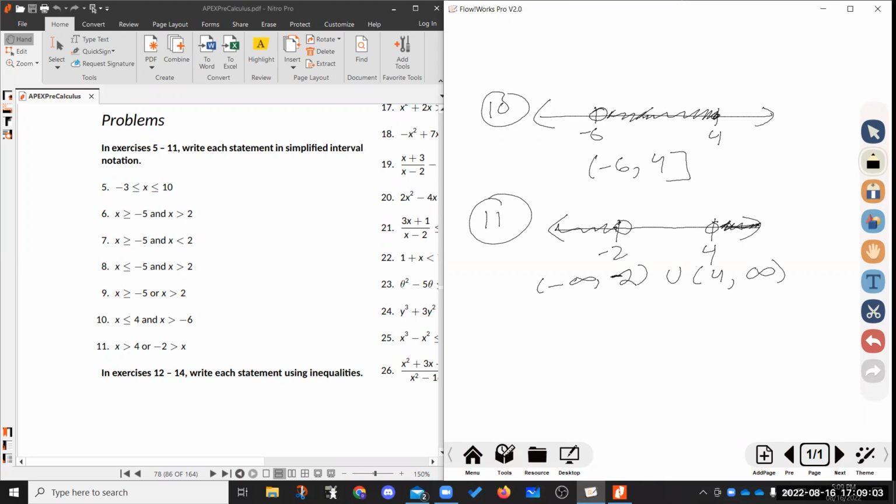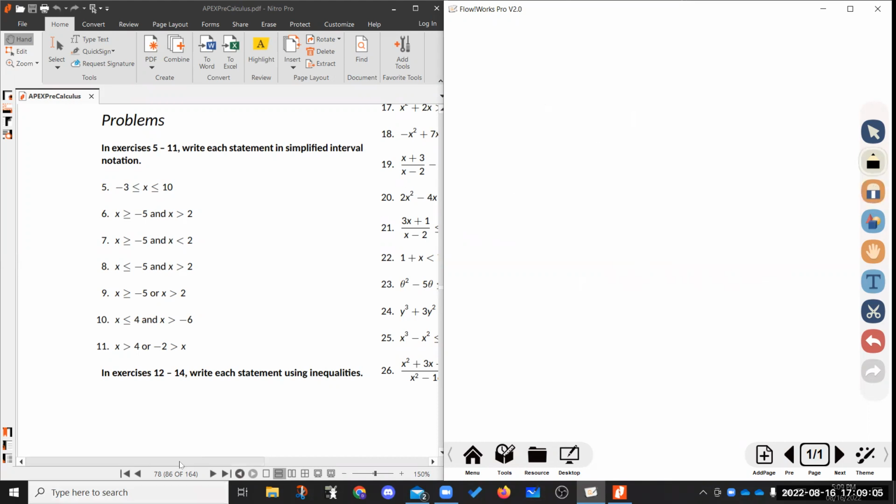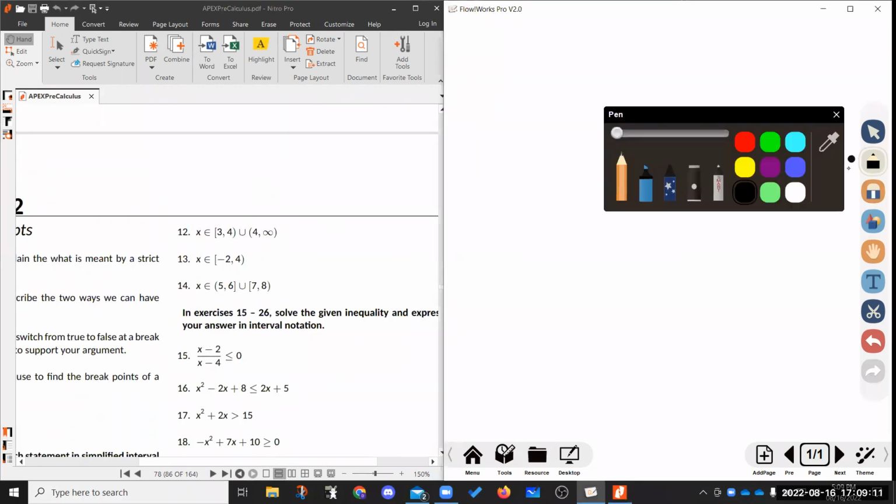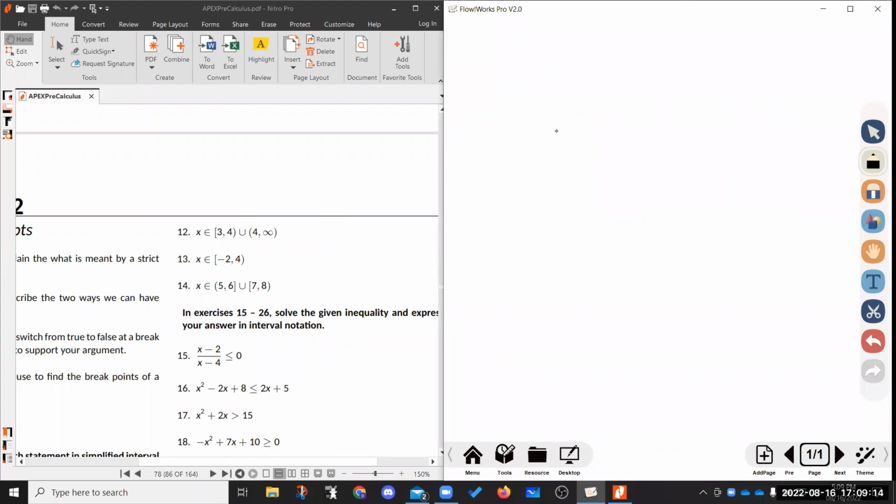Now we're going to write some statements using inequalities. So we're going to look at something that's already in interval notation, and let's put it on the number line. 3 to 4. 3 is included. 4 is not included. And then we have 4 to infinity.